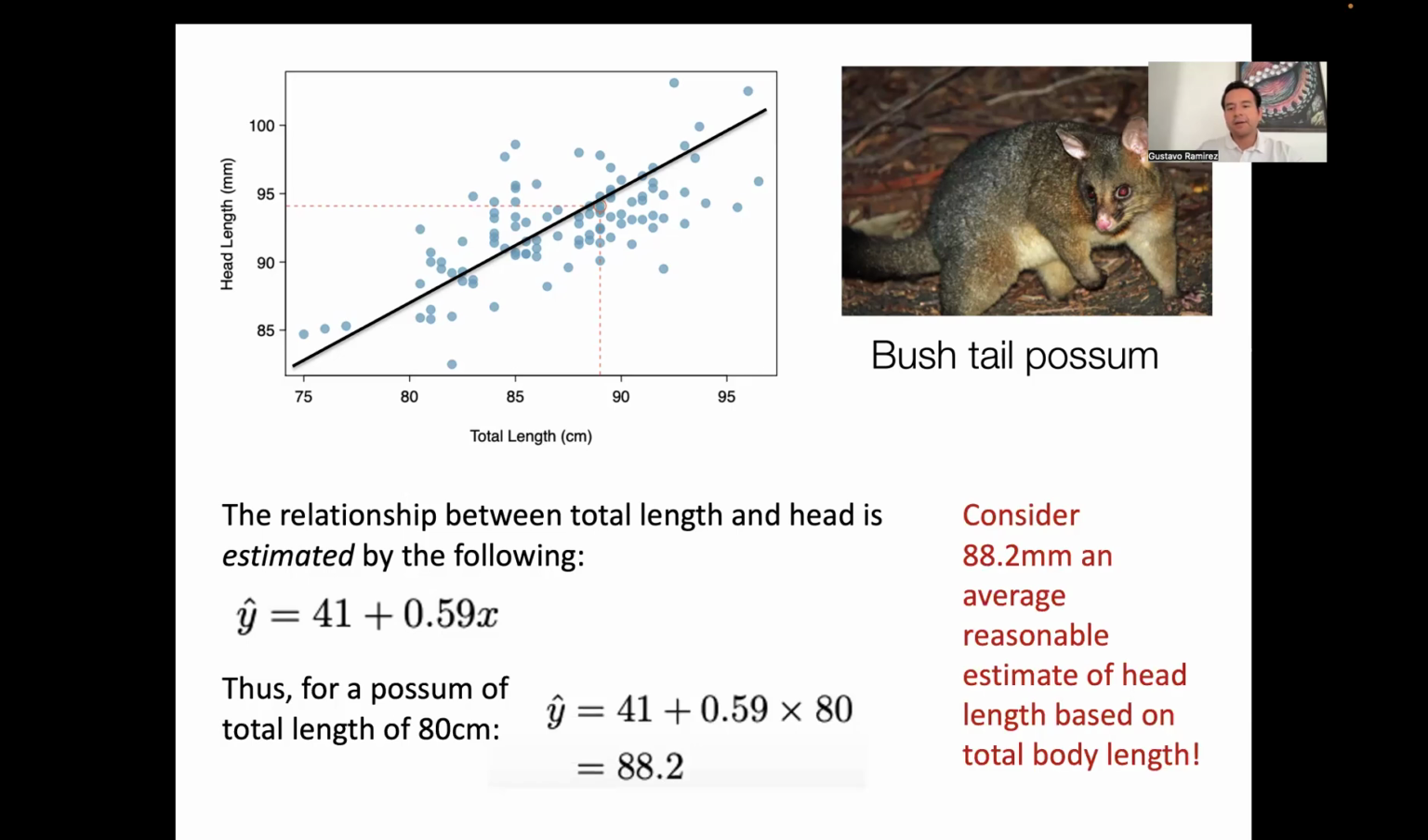We would interpret 88.2 millimeters as an average, reasonable estimate of head length based on the total body length. Okay. So this would be a hypothetical scenario where we have data for a possum collected years ago, for which there is a snout to tail measurement, but there isn't a specific head measurement, right? If we have this model, we can use it to predict the most likely head length for that possum for which the head was not specifically measured, but the body was. And that would be one possible application of this model.